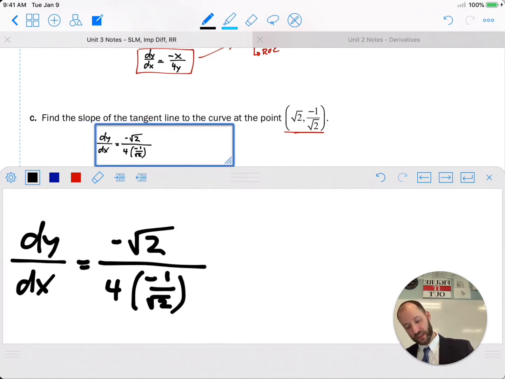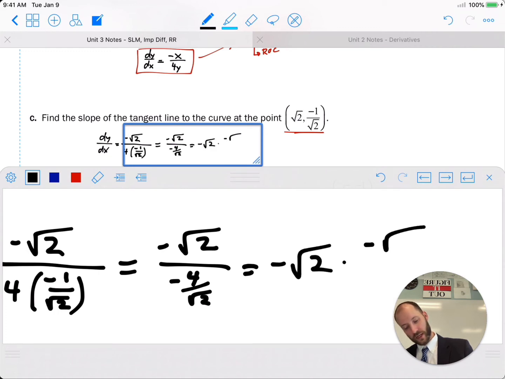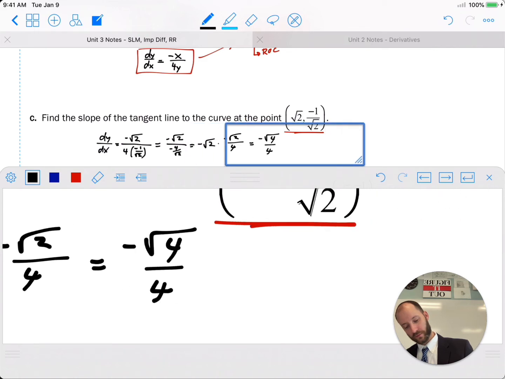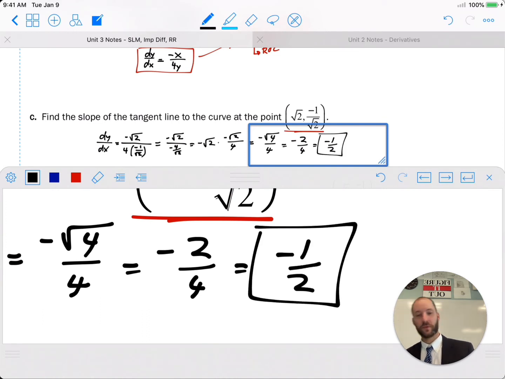Now let's simplify this down. Negative root 2 over negative 4 over root 2. And in math, we don't divide by fractions. We usually multiply by the reciprocal. So negative root 2 over 4. This gives us negative root 4 over 4. This is negative 2 over 4, more commonly known as negative 1/2. So our slope at that point is negative 1/2.